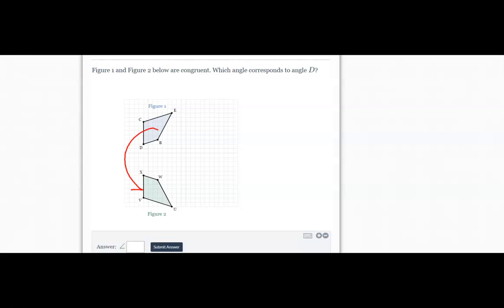And when I reflect this over, this D angle will go from the bottom to the top. That will be D. Right? When you see that it's flipping over, those would be an overlap. So the corresponding angle to D is X.